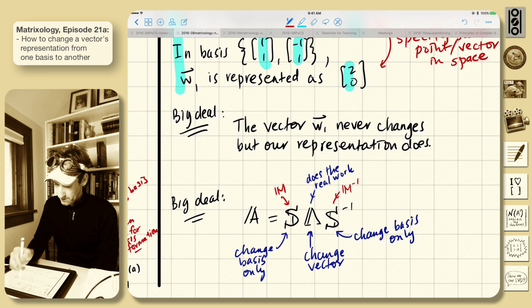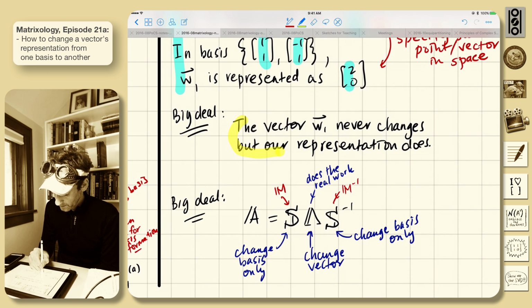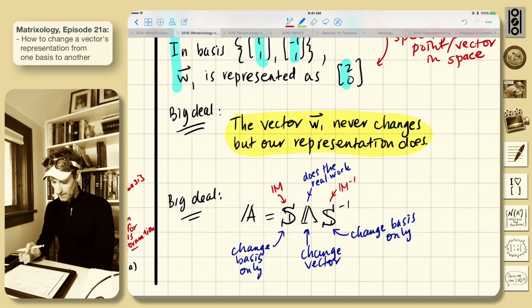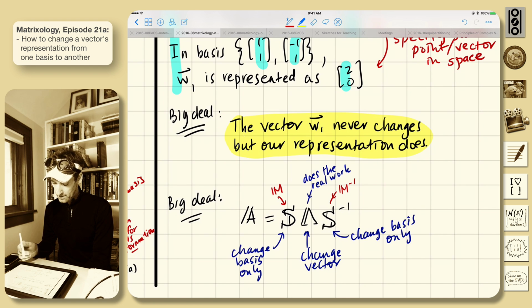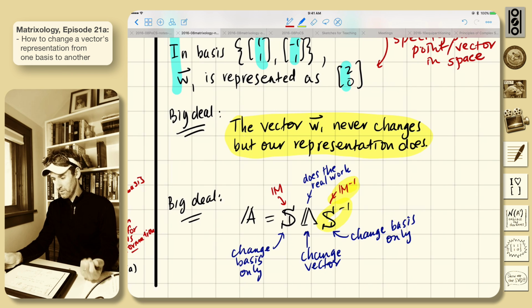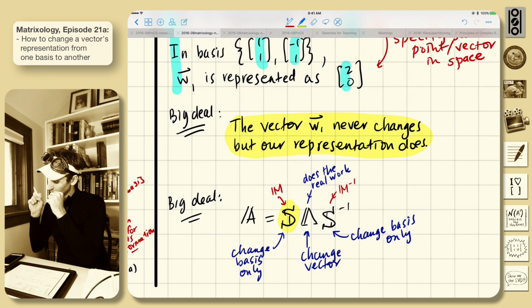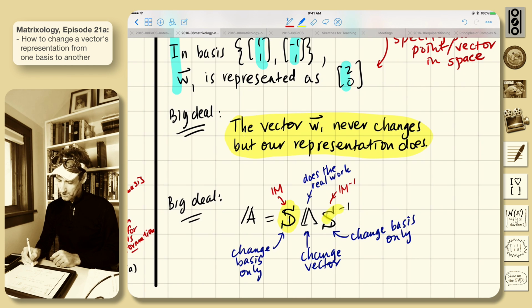So, big deal, right? As I've said, the vector never changes, but our representation does. And if we think about diagonalization again, here we can see it. This S inverse is really acting as this basis transformation matrix inverse that we just talked about for a general problem. S is then the basis transformation that takes us from the eigenvector basis and brings us back. This one takes us from the natural basis to the eigenvector basis.